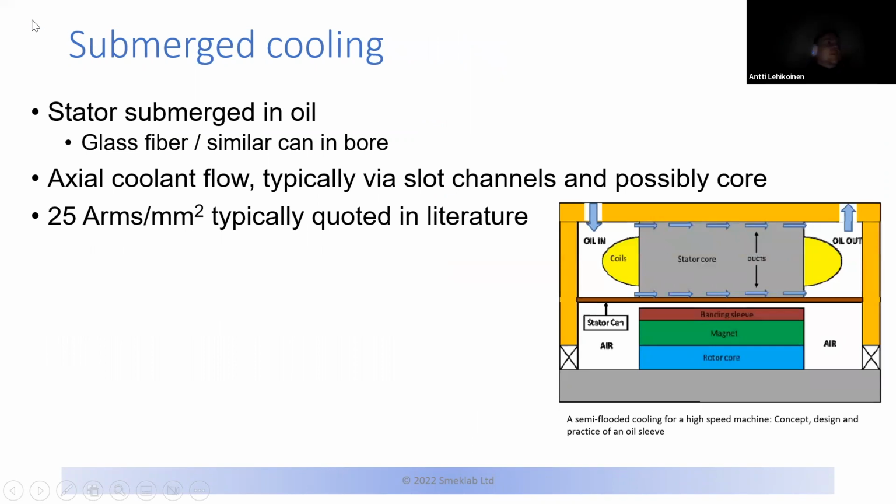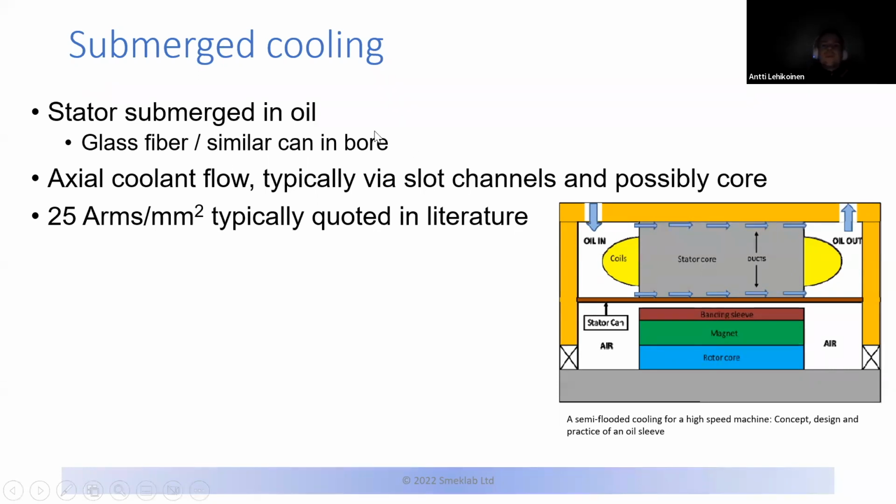Finally, if we go to even higher performing approaches, we have so-called submerged cooling, where we have the entire stator flooded in oil, and inside the bore of the machine, we have a can of glass fiber or similar plastic composite, meaning that the oil doesn't flood the rotor, because the rotor has to be spinning at a high enough speed, and you can't really do that if it's submerged in oil. So only the stator is flooded, and you have oil running through the stator.